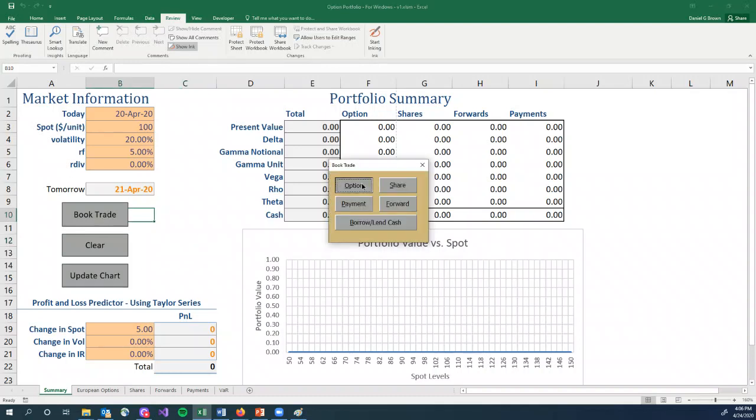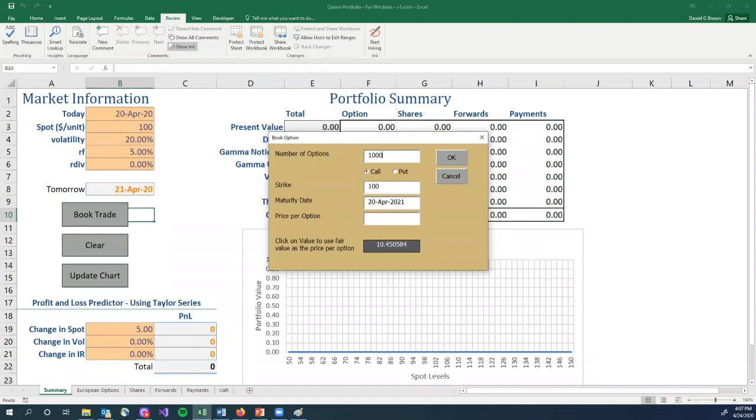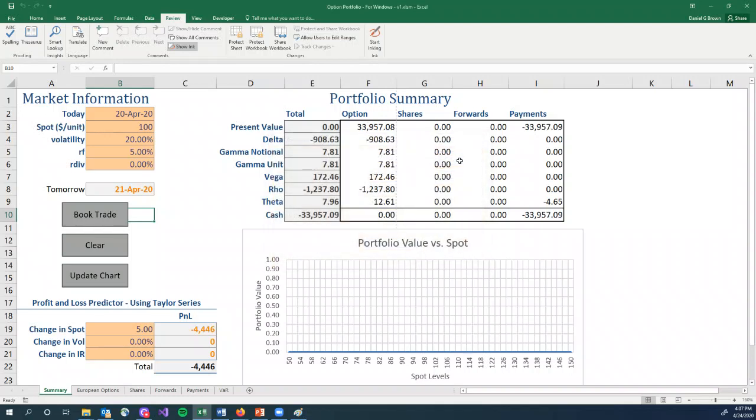We're going to book a trade, an option. We're going to go long 1,000 put options, but this time we're going to give a strike of 140. So this is an in-the-money put option, right? The option is well in the money right now. The strike's 140, spot's at 100, so we should see it's well in the money.